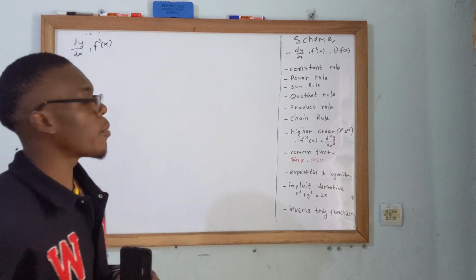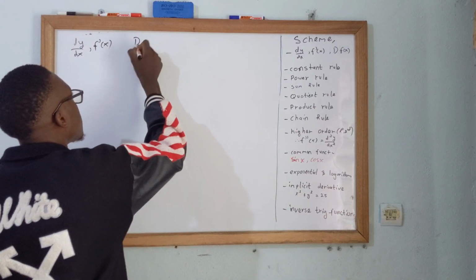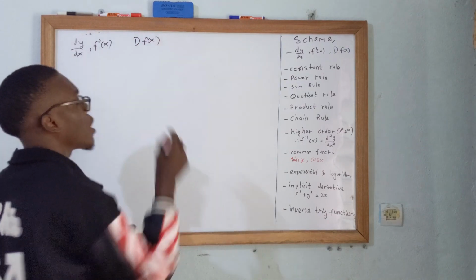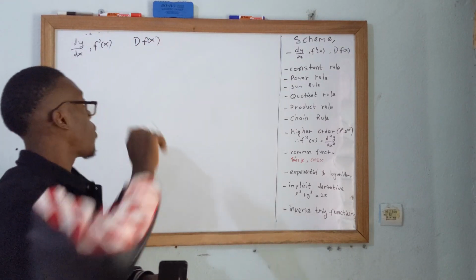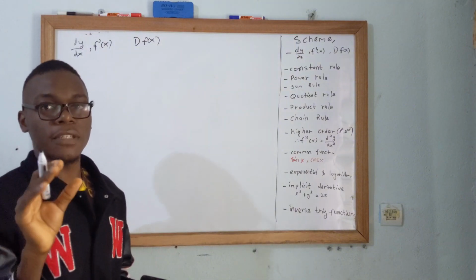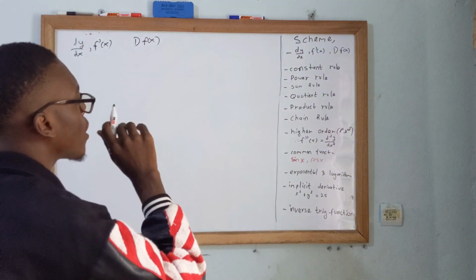Or on the other side, we can represent it by what? d of f of x. And that is how we represent derivative. Hence, if you see d somewhere, just know that it's derivative. Okay, moving then to the constant rule.